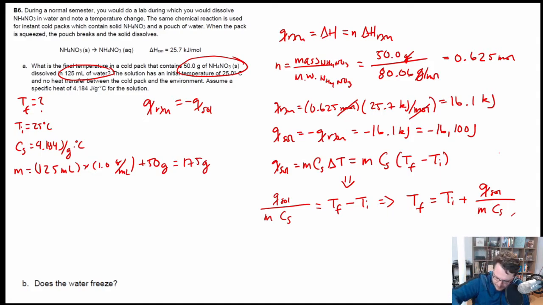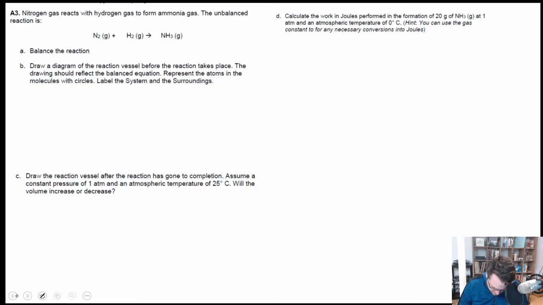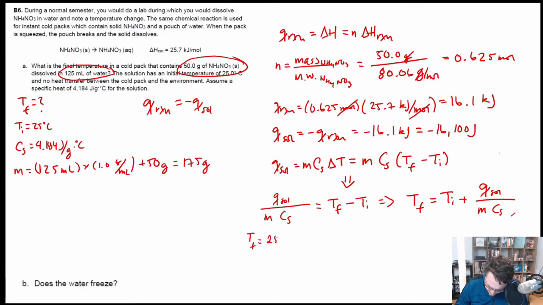So if I plug in my numbers now, temperature final is going to be equal to temperature initial, which is 25 degrees Celsius, plus Q of the solution, which is negative 16,100 joules, divided by the mass.